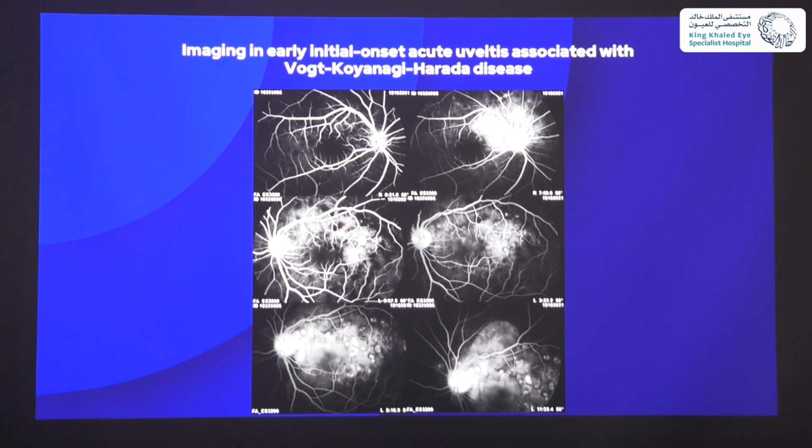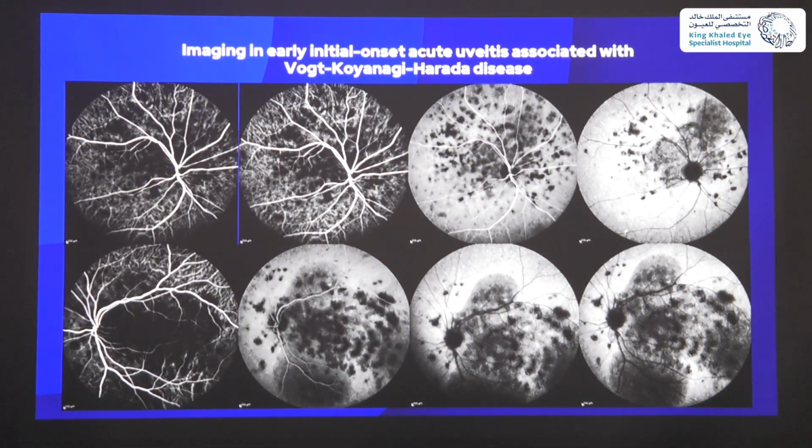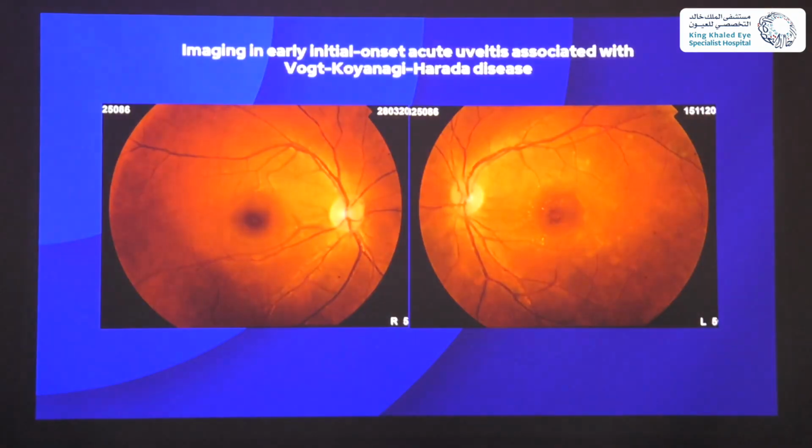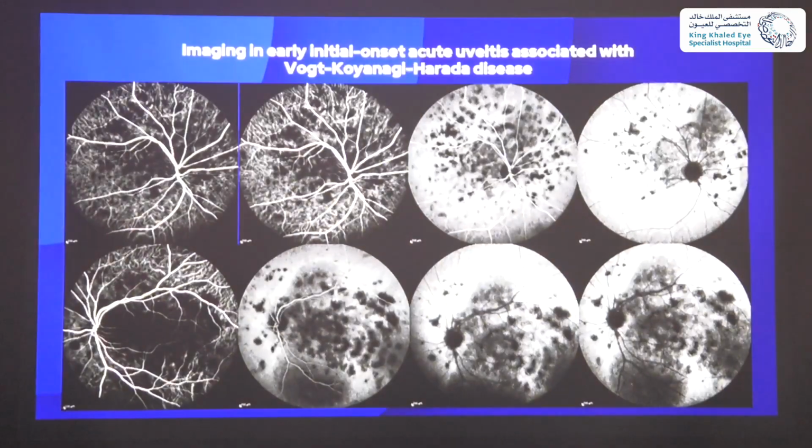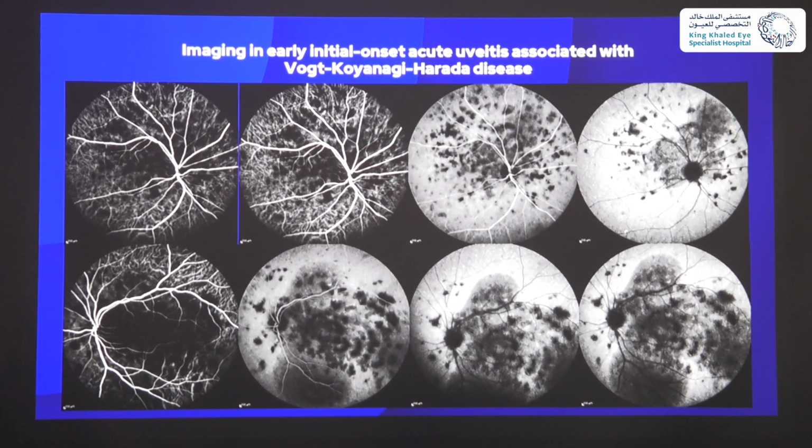This is the other eye. You can see the hypofluorescent spots, and then you can see the pooling of dye. So with this fluorescein angiography, you cannot miss this case for central serous chorioretinopathy. Looking at the ICG, you will not have this in central serous chorioretinopathy. The ICG, as you can see here, is full of granulomas.